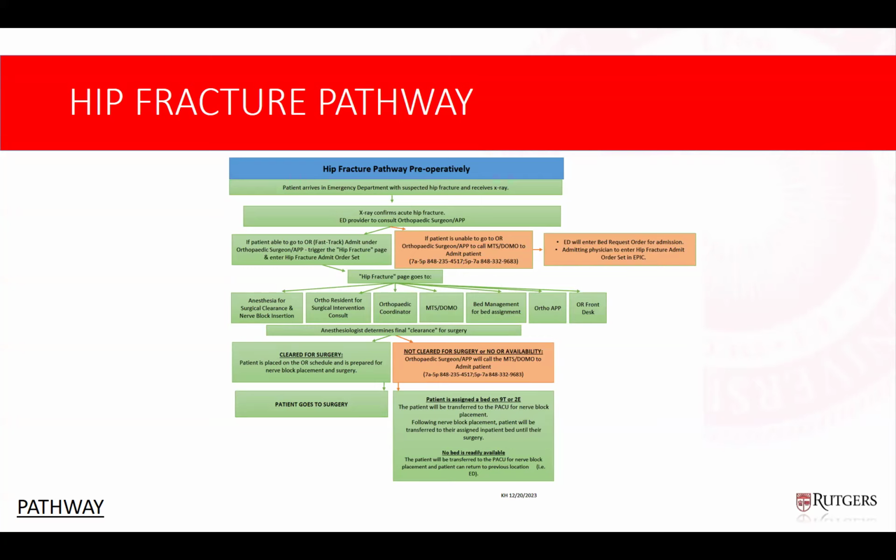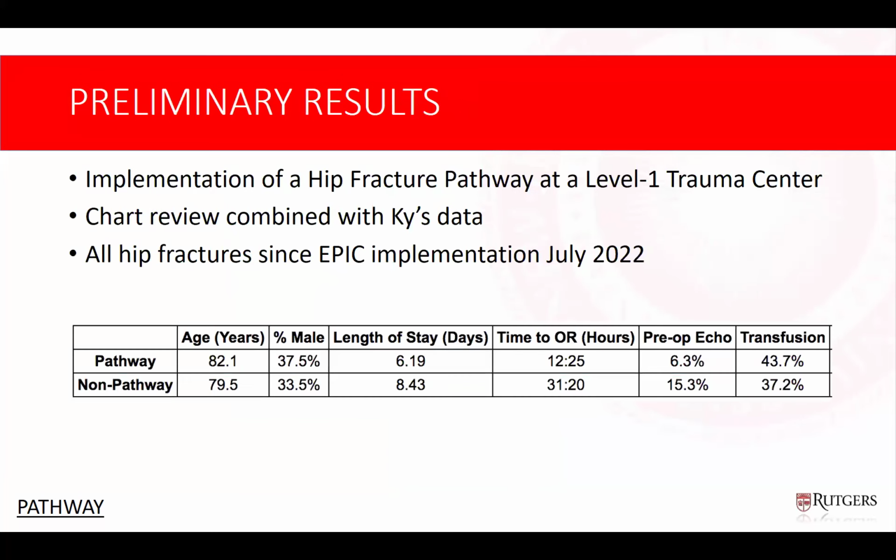The anesthesiologist then goes and evaluates the patient. If the patient is, quote unquote, cleared for surgery after their evaluation, then they go to the preoperative area, get a block, and go to the OR. If they're not cleared, or they need further workup, or there's no OR availability, then they'll be admitted to the medical team and go to the OR after clearance when there's availability.